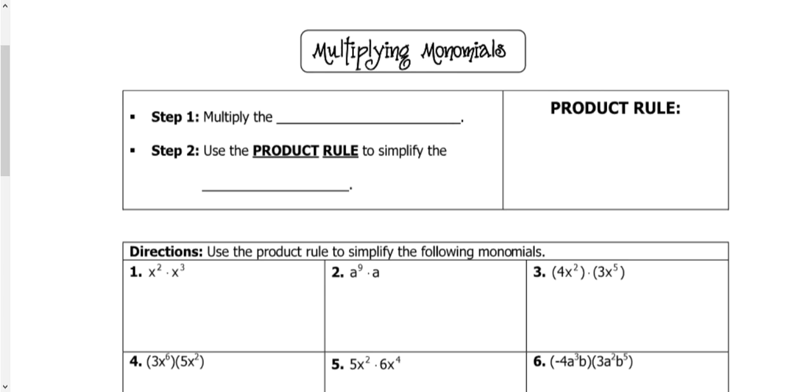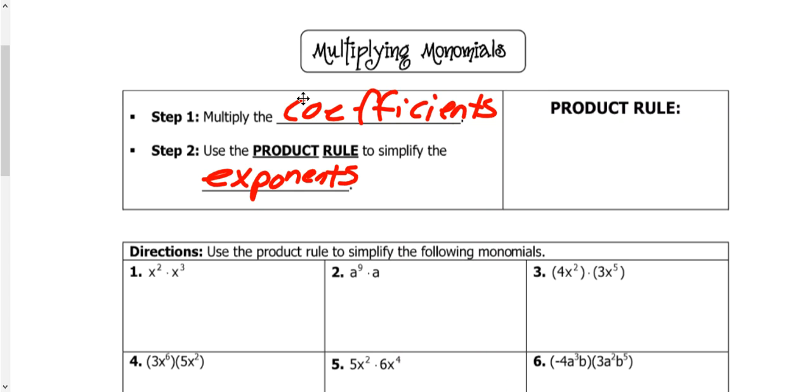Step 1 is that you want to multiply the coefficients. Step 2, you want to use the product rule to simplify the exponents. Well, what is that exponent rule? Essentially, you're going to add the exponents if the base is the same.